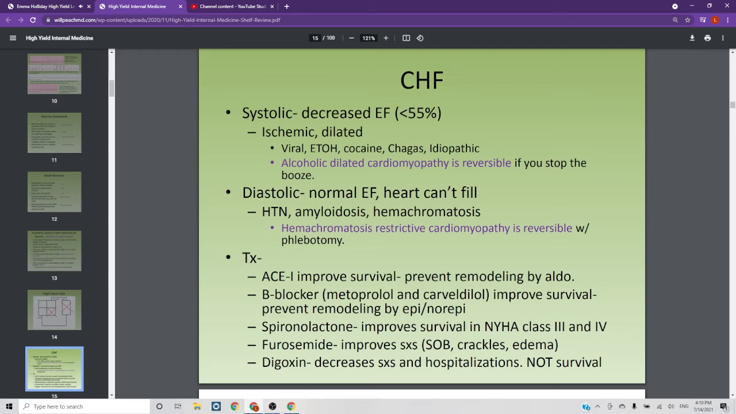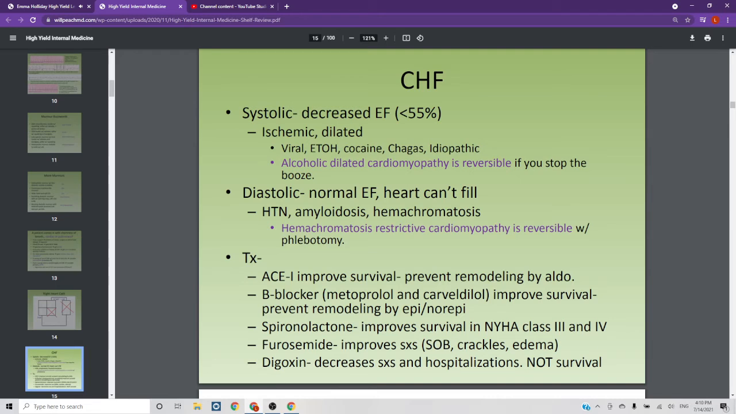So treatment of CHF, remember the medications that improve survival. Remember ACE inhibitors have been shown to improve survival, and beta blockers as well, for the same reason. They prevent remodeling in the ventricle. ACE inhibitors because they block aldosterone from remodeling, and beta blockers because they prevent epinephrine and norepinephrine from remodeling. Spironolactone, this is kind of newer. It's improved survival only if the heart failure is really bad, class 3 or 4.